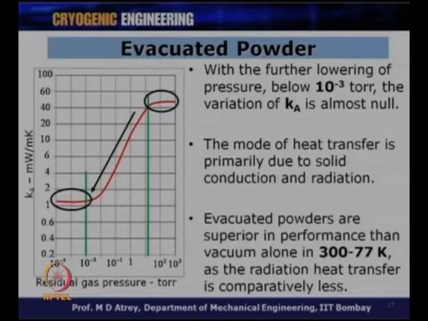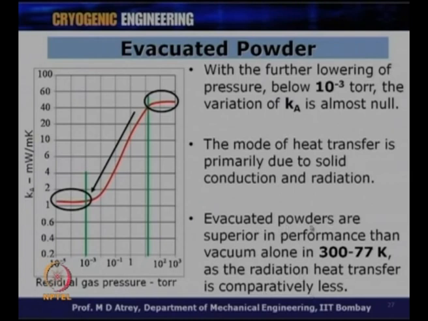So, evacuated powders are superior in performance to vacuum alone. If you have got vacuum alone, then you got a radiation heat transfer, which is proportional to 300 to the power 4 minus 77 to the power 4. However, in this case, because there is a powder, the radiation contribution is going to be minimum, and the molecular conduction has also been taken care of. You got an apparent thermal conductivity of around 1 or 2, or 1.1 or 1.2 like that, as compared to vacuum alone, which could be higher in the same temperature region of 300 to 77 Kelvin, because the radiation heat transfer is going to be maximum for vacuum alone, while in evacuated powder, the radiation heat transfer is going to be comparatively less, all right.